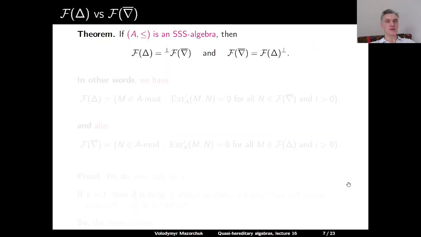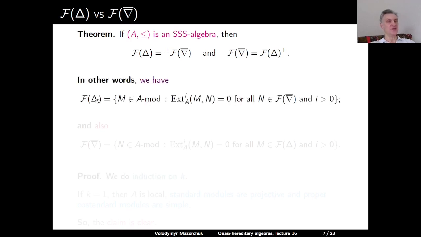Okay, so the main result for today is the following theorem, which compares the category F delta with the category F nabla overlined for an SSS algebra. Theorem: if A is an SSS algebra, then F delta is homologically left orthogonal to F nabla overlined, and F nabla overlined is homologically right orthogonal to F delta.